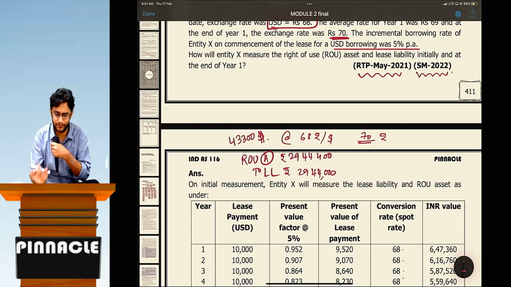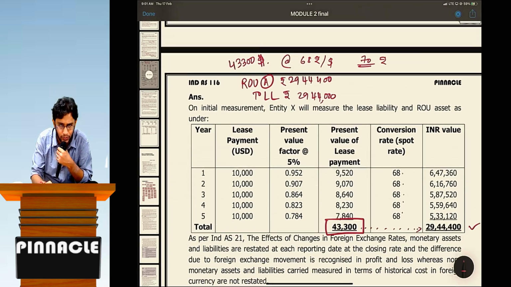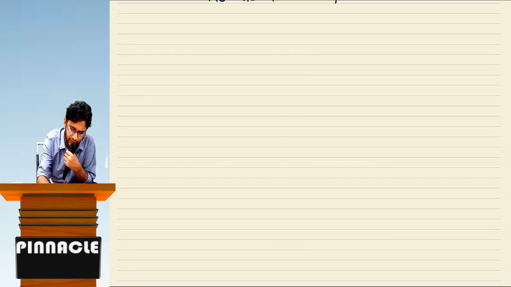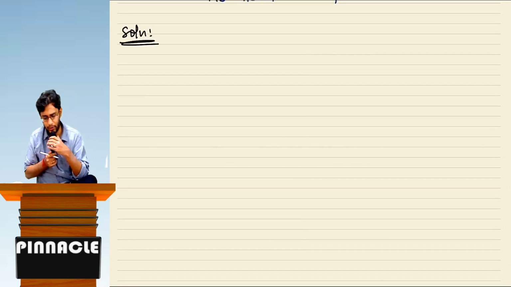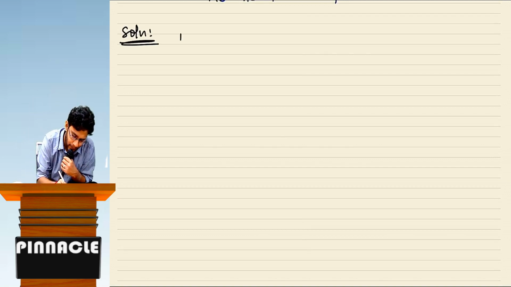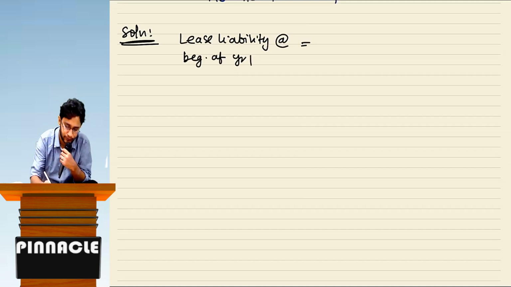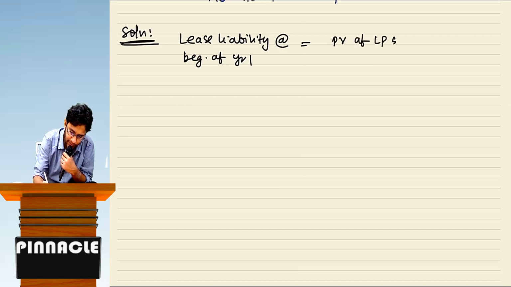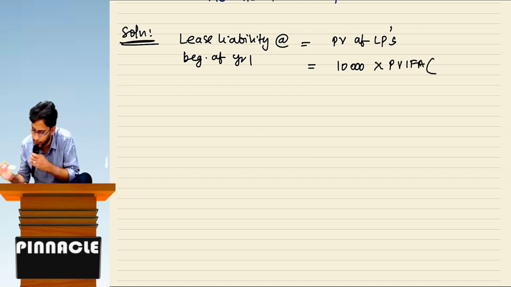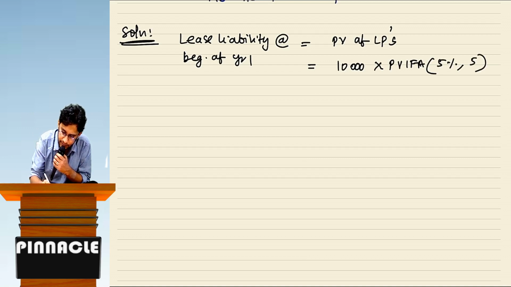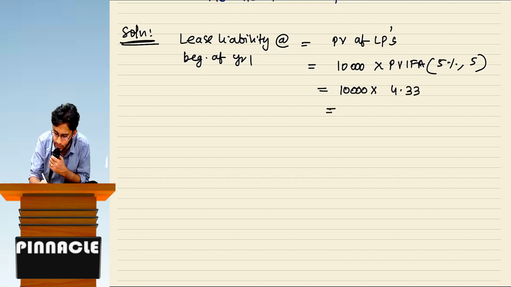But there is one more thing here. This is not a plain liability. No, you have to apply ACM for this. Do this, sir, in your notes. Small sum only. Actually, after doing Ind AS 21, it would have been better, but anyway, do it now. Lease liability at the beginning of year 1 is equal to the present value of lease payments, which is equal to 10,000 into PVIFA. What is the discounting rate? 5%, 5 years. 10,000 into 4.33 you should get. Otherwise, our number will not come.